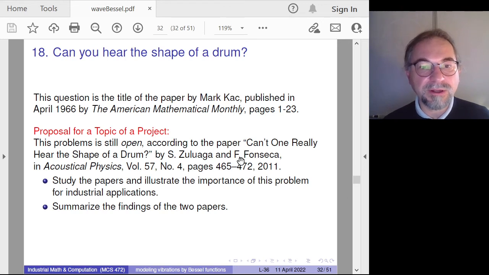So the textbook has this as a project, suggesting that the answer to the question is no, you can't hear it. But according to a more recent paper, since our textbook is published in versions before 2011, a more recent paper using the Schrödinger equation states essentially that this problem is still open.